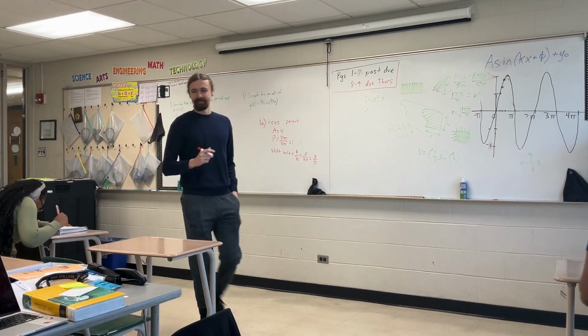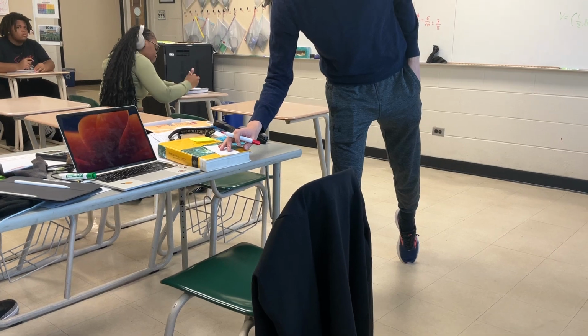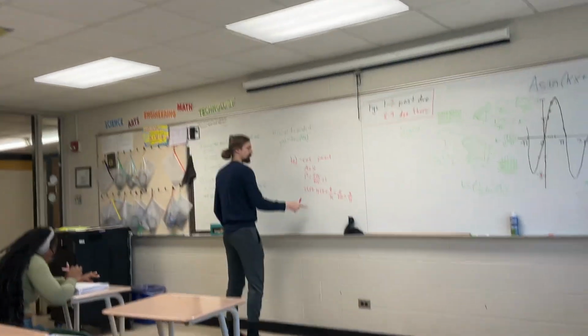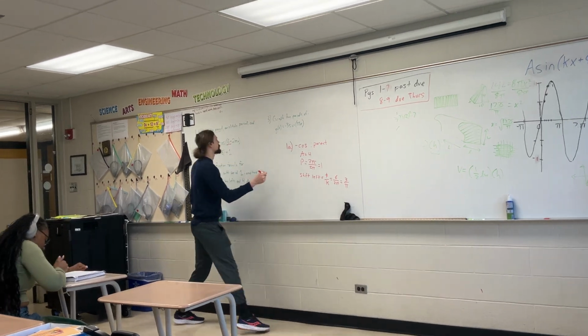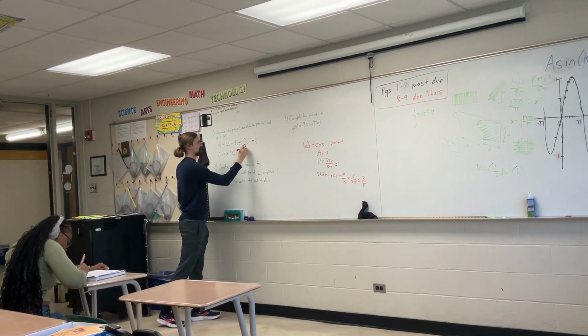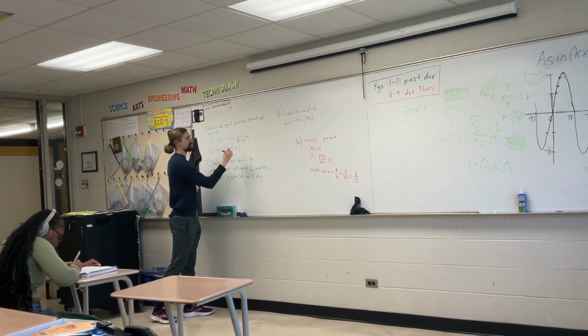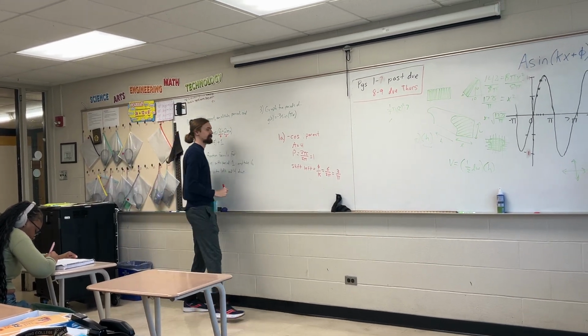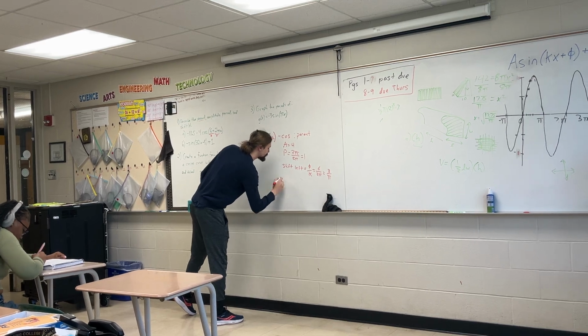So let me take a moment and just make sure I get that right. I had it as pi divided by 3. It is phi divided by k. Phi is 6, k is 2 pi, so it actually is 3 over pi, not pi over 3, which I had originally.